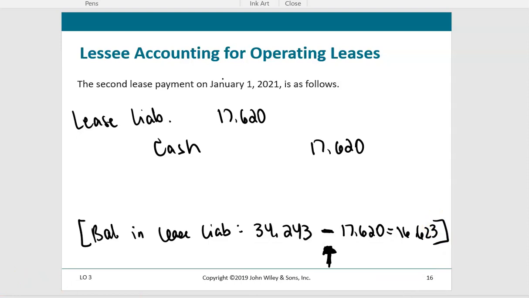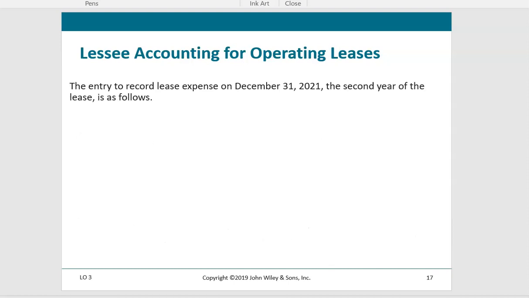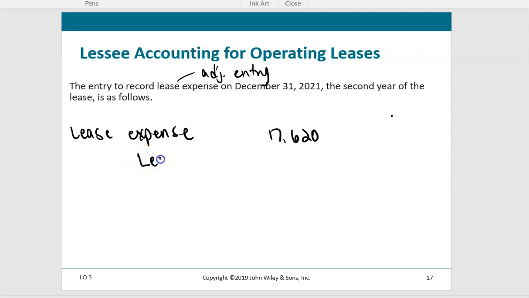The next thing that happens is time passes and it becomes December 31st, 2021, and the company needs to record an adjusting entry. This is the second adjusting entry for lease expense. So of course, we're going to record an increase in lease expense, debit lease expense. The amount is going to be our usual 17,620, the amount of the cash payment, since these cash payments are constant. We need to increase the lease liability for the time value of money or interest component.